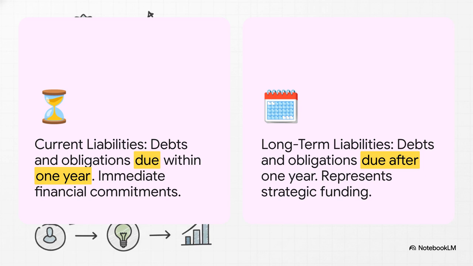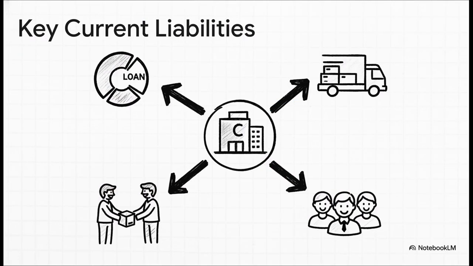These usually represent big, strategic financial decisions. Drilling down into current liabilities, you really see the operational pulse of the company. Accounts payable, that's money you owe your suppliers for stuff they've already given you. Wages payable, pretty straightforward, what you owe your employees. You'll also see the current portion of long-term debt. That's the slice of a big loan that you have to pay back this year.